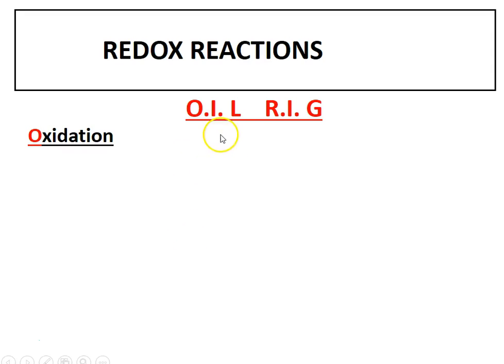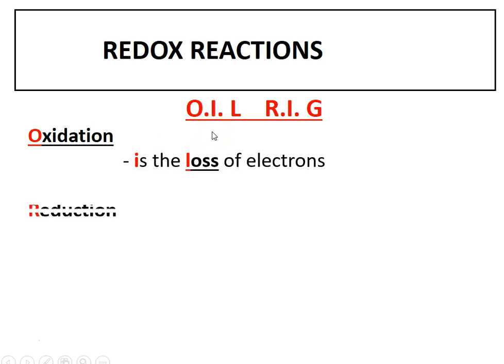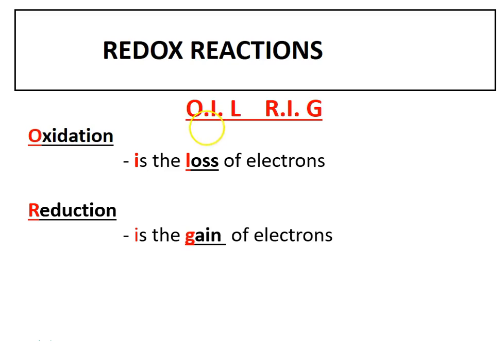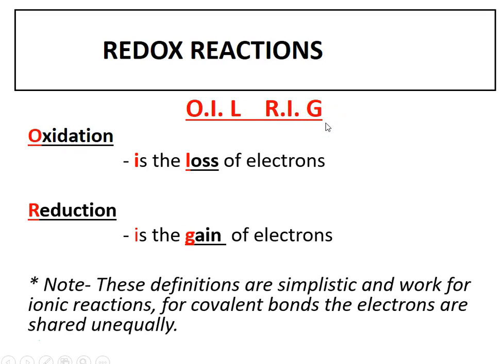So oxidation is the loss of electrons, and reduction is the gain of electrons. OIL RIG, oxidation is the loss and reduction is the gain, is a way of remembering those. These ideas are fairly simplistic and only really work literally for ionic reactions. For covalent bonds, the electrons are shared, maybe equally, or if they lose and gain, then unequally.